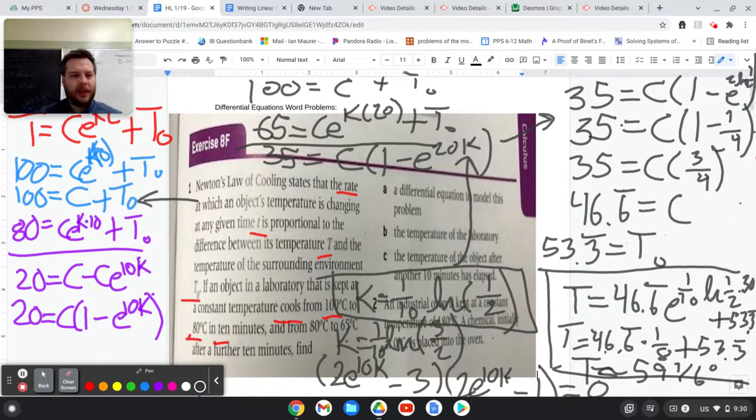Took me a little longer than I thought, but that's walking through Newton's law of cooling and how you can go through a differential equation to create a model.